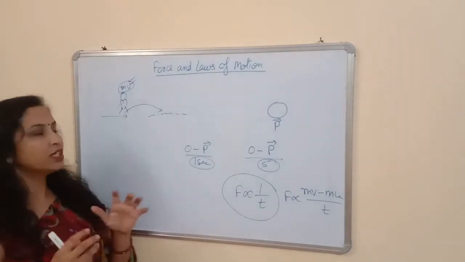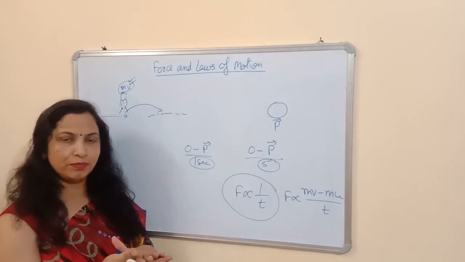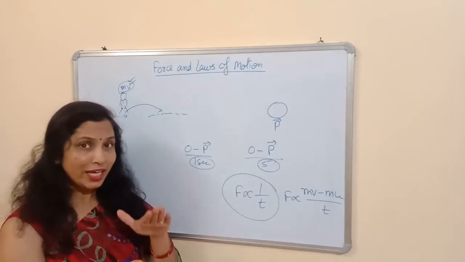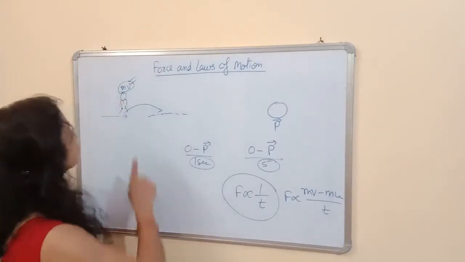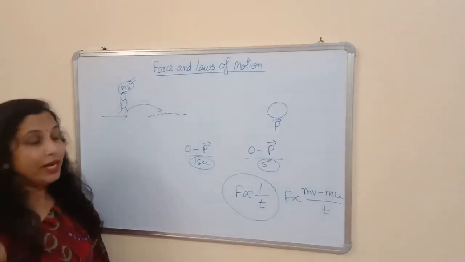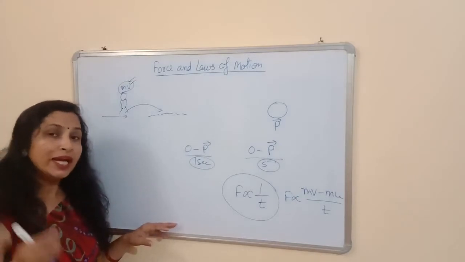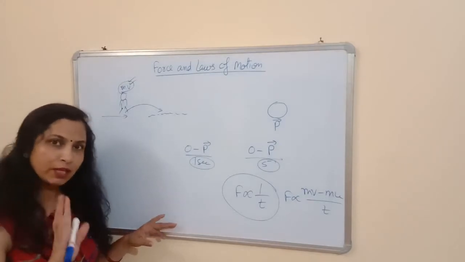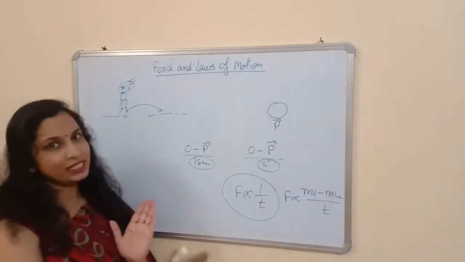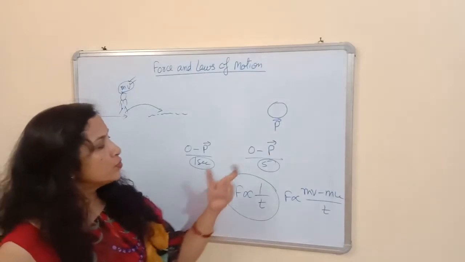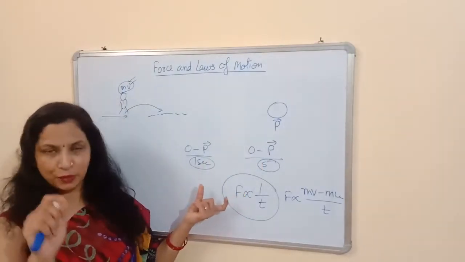Actually, after jumping, after a short period of time, he comes to rest. The person will be at rest. It means his final velocity will become 0. So this person has some momentum, and after jumping on the soil, his final momentum becomes 0. So you can say the momentum changes. Now we know that change in momentum is proportional to the force applied. So it means some force will be applied on the person.